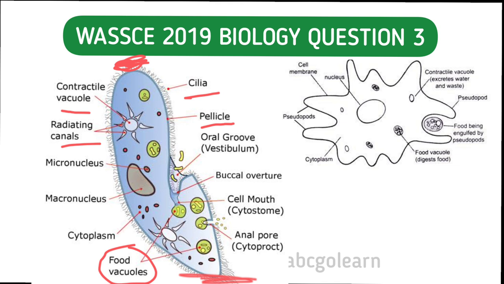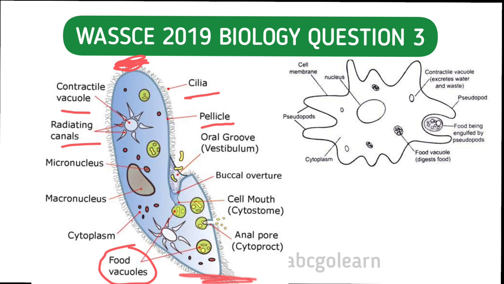We also have the meganucleus and the micronucleus. I want to tell you that in paramecium, we have two nuclei: the meganucleus and the micronucleus. The meganucleus is shaped like a bean or a kidney. If you look at a bean and a kidney, you see that they look alike. And the micronucleus is very small and roughly spherical in shape.